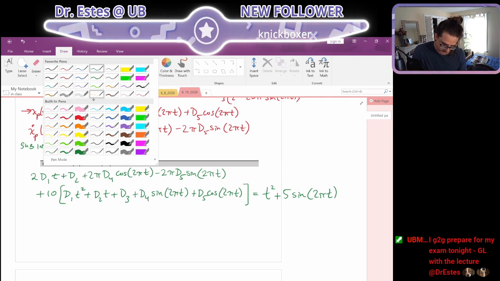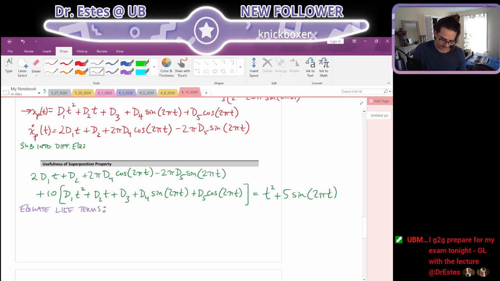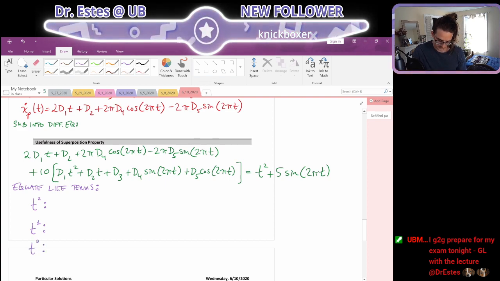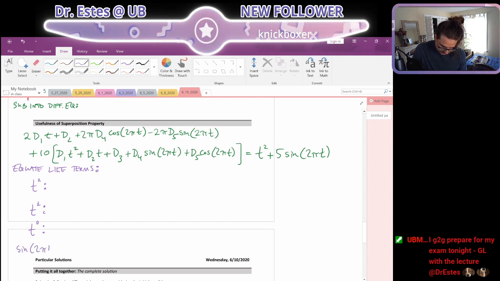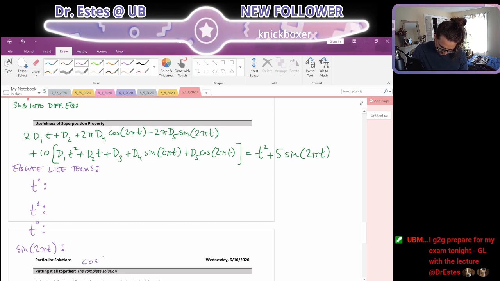Let's do a new color for that. Okay. So the terms we're going to have: t squared, t to the 1, t to the 0, sine terms, and we're going to have cosine.